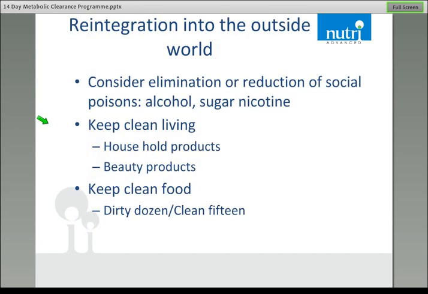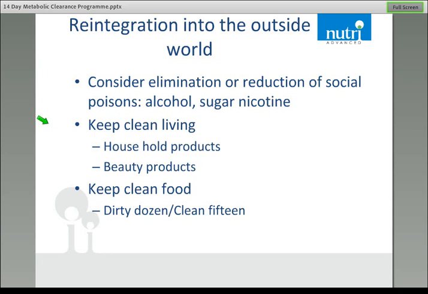Now, as you draw your metabolic detox to an end, what can you do to reintegrate back into the outside world? Well, consider elimination or reduction of those social poisons, alcohol, sugar, or nicotine. When you've gone without them for 2 weeks, do you really want to bring them back into your body to slowly reburden your toxicity?